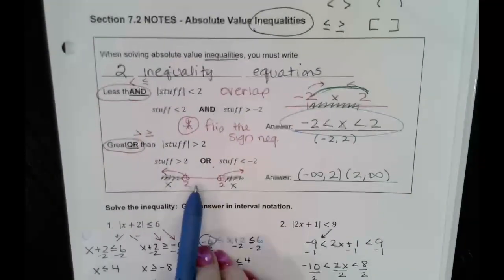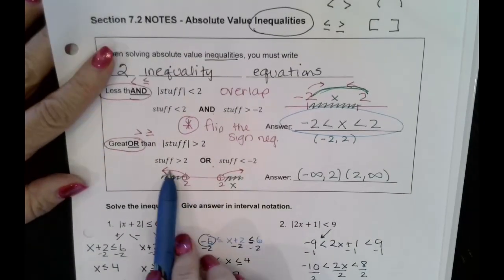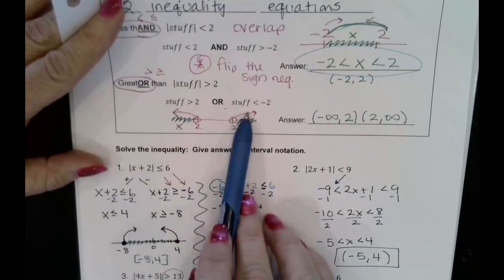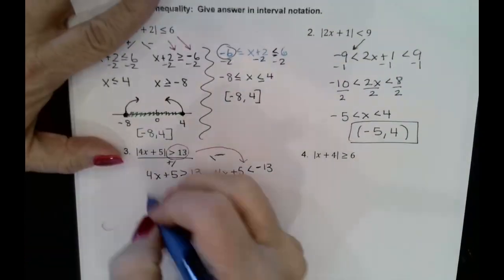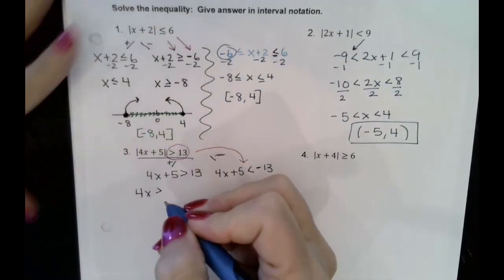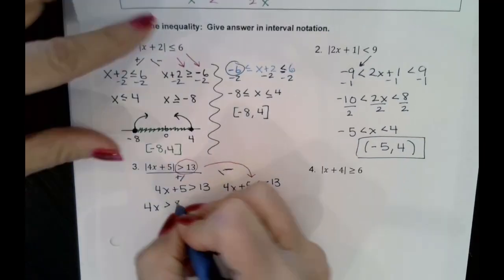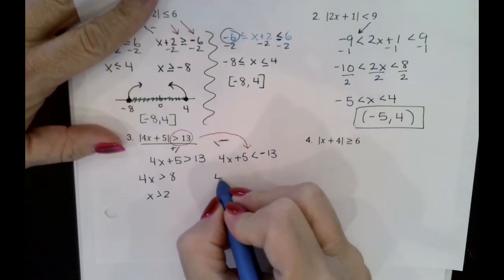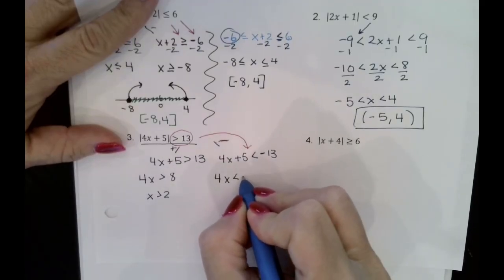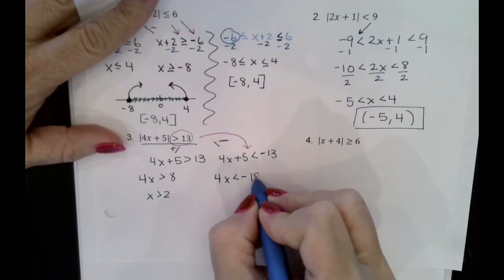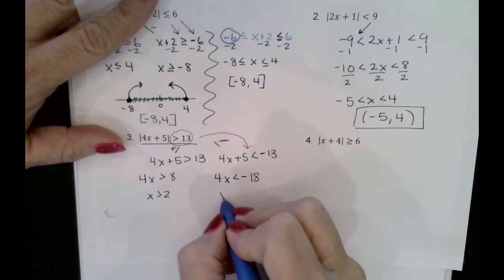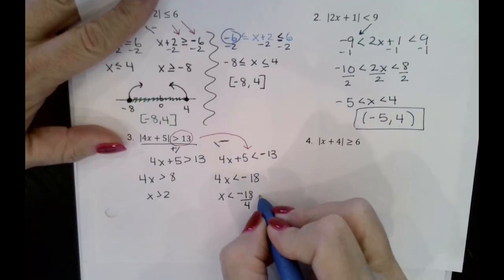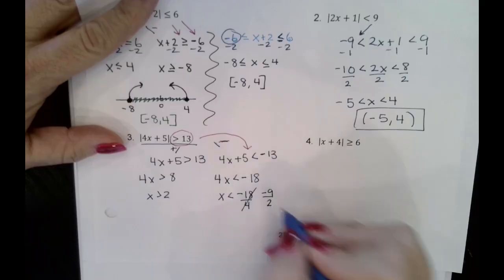Now, remember, with an or, we have to do it two different ways. Because we know that with an or with a greater than, which is what I have down here, I'm going to have two regions. I know that right away. So when I solve this, I have 4x is greater than 8. And then I divide, and I get x is greater than 2. Now on this side, I have 4x is less than negative 18. And when I divide this, I get x is less than negative 18 over 4. And this reduces to negative 9 over 2.